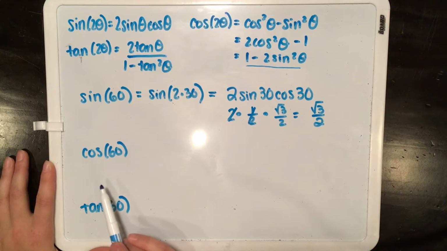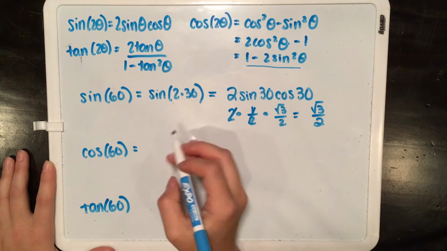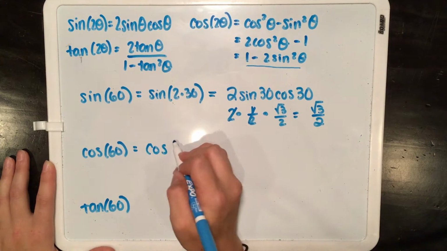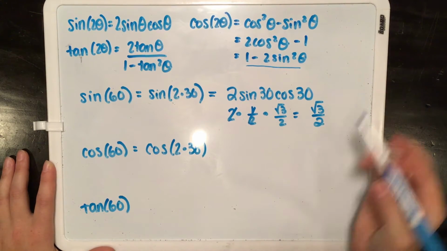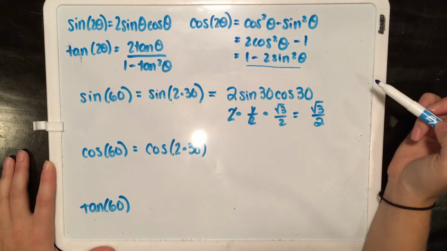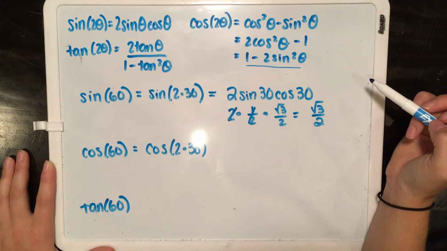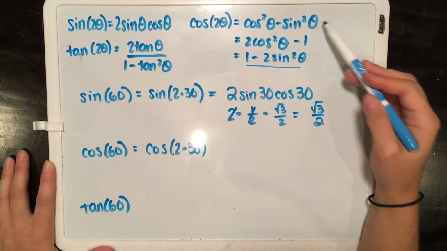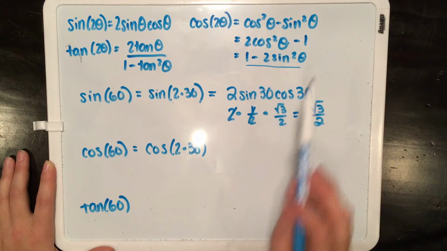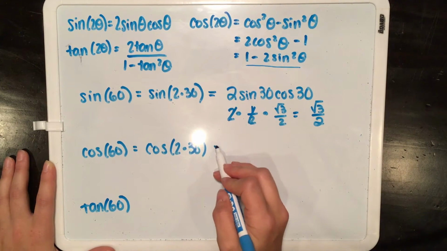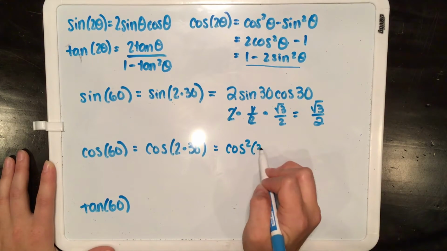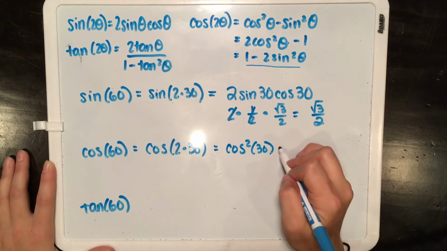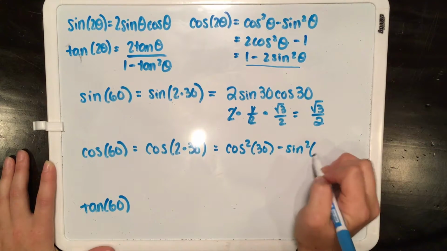Now we're going to try cosine. Cosine of 60 is the same as cosine of 2 times 30. Now we can choose any one of these identities to use, and they will all work. So let's try the first one. cosine squared theta minus sine squared theta. And our theta is 30. Cosine squared of 30 minus sine squared of 30.